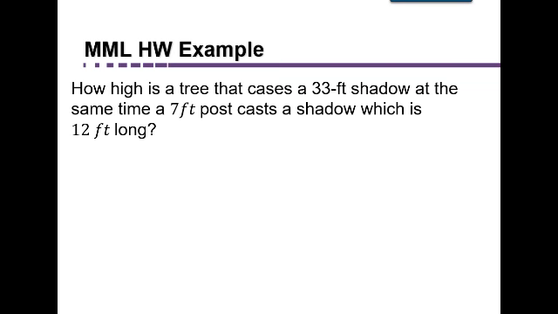Okay, let's take a look at this example here. How high is a tree that casts a 33-foot shadow at the same time a 7-foot post casts a shadow which is 12 feet long? All right, so whenever you see casts a shadow, this is an indication that you're going to be using similar triangles, and I'll explain why.